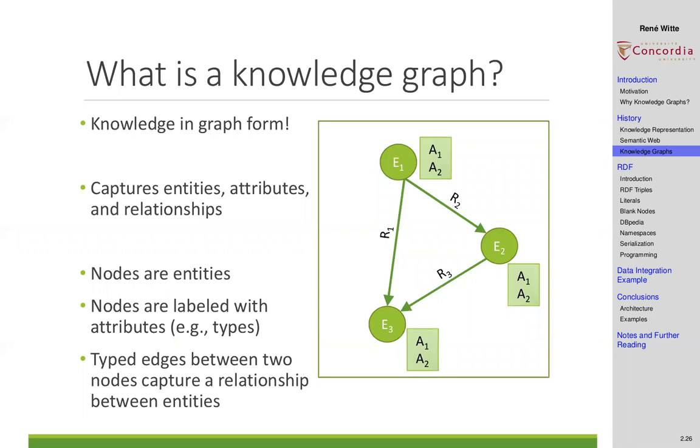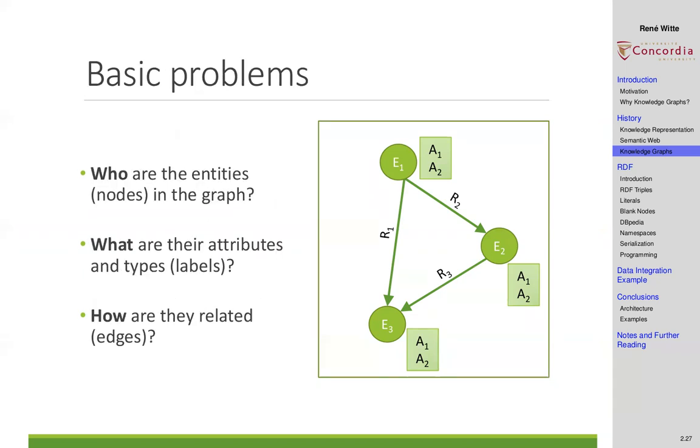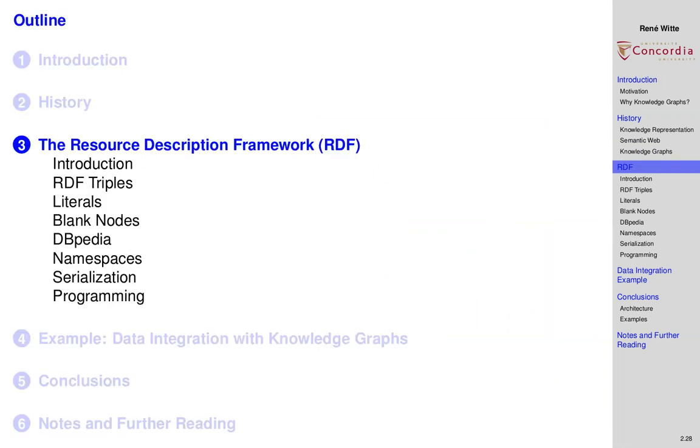So now you know what a knowledge graph is. Knowledge represented in form of a graph. The main questions that we have to look at is how can we build a graph like this? Both conceptually, what do we put into the entities, into the attributes, into the edges, and also on the technical side, how do we implement this in the system. And this I will show you in the next lecture part.